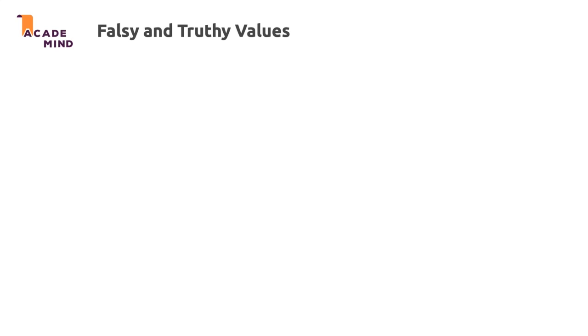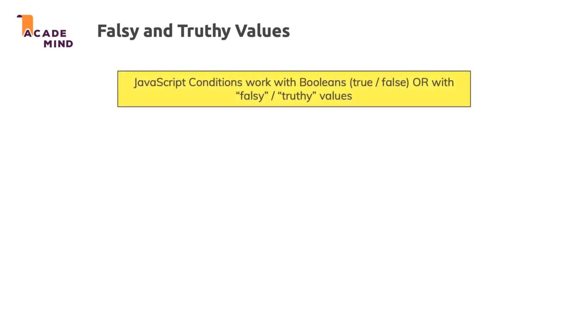Now in JavaScript, you also have a concept which is called falsy and truthy values. Now we learned about false and true, which were these Boolean values. Now what's falsy and truthy? Is this like kind of a strange special extra data type? No, it's actually just how JavaScript under the hood evaluates conditions. Generally, JavaScript conditions work with Booleans, true or false, but they also work with these falsy or truthy values.